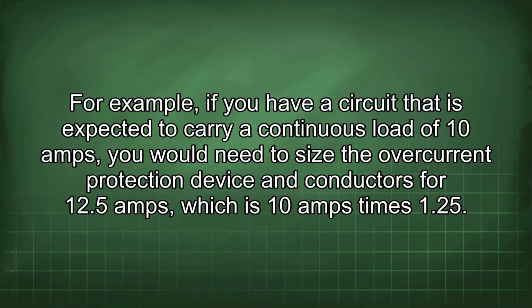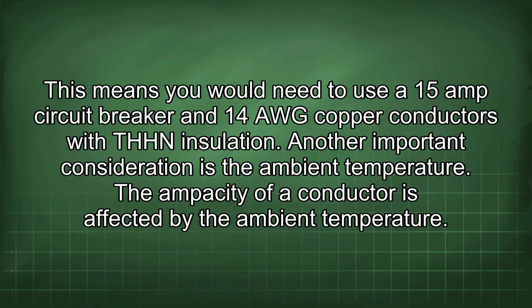For example, if you have a circuit that is expected to carry a continuous load of 10 amps, you would need to size the overcurrent protection device and conductors for 12.5 amps, which is 10 amps times 1.25. This means you would need to use a 15 amp circuit breaker and 14 AWG copper conductors with THHN insulation.